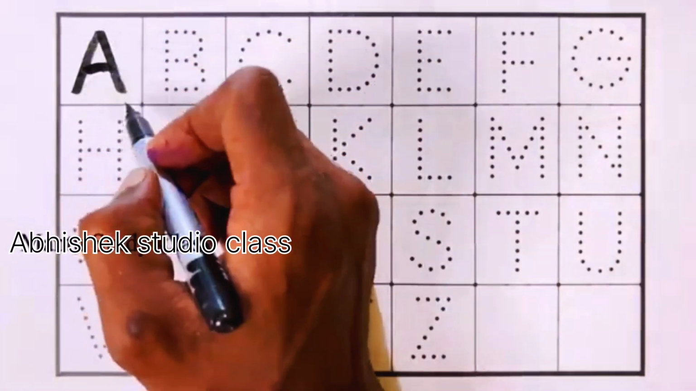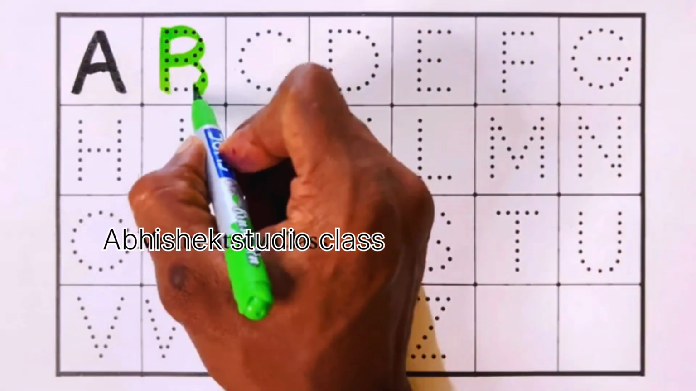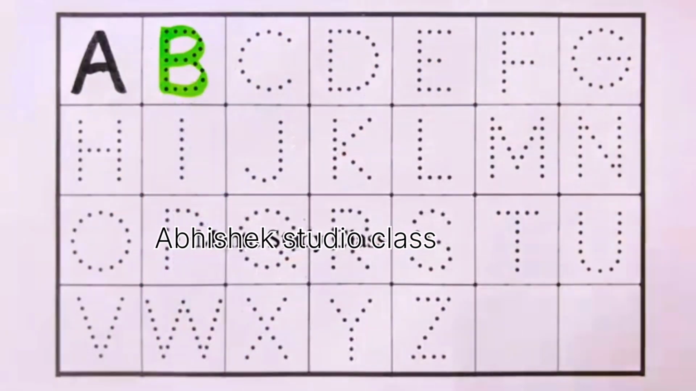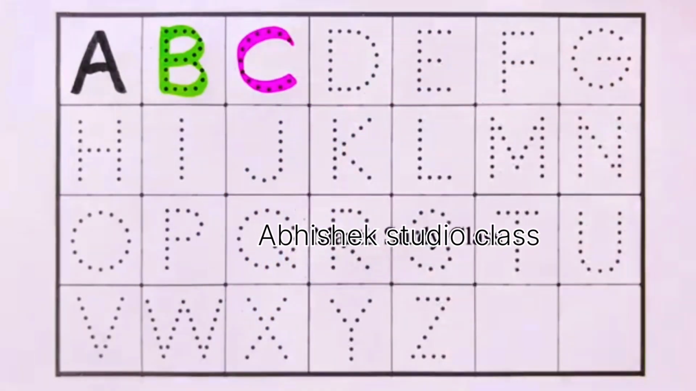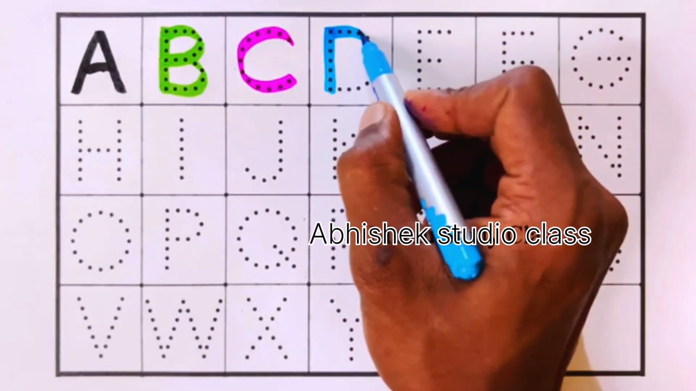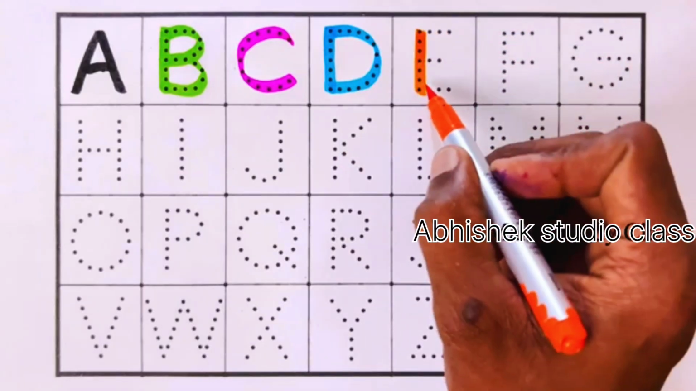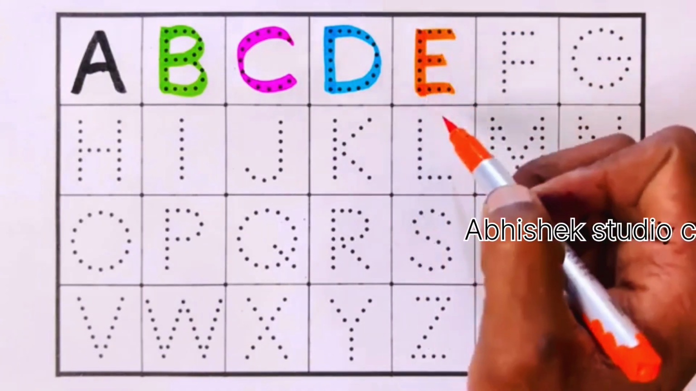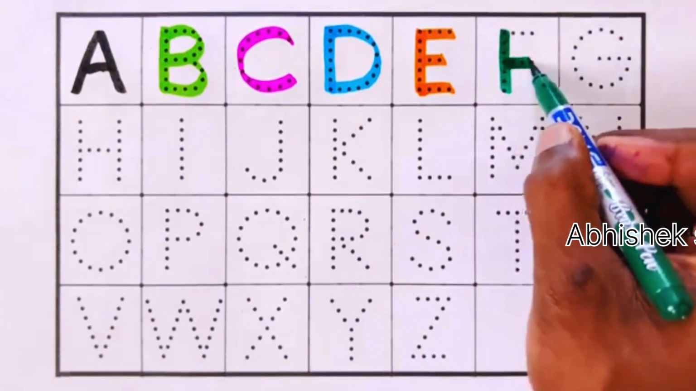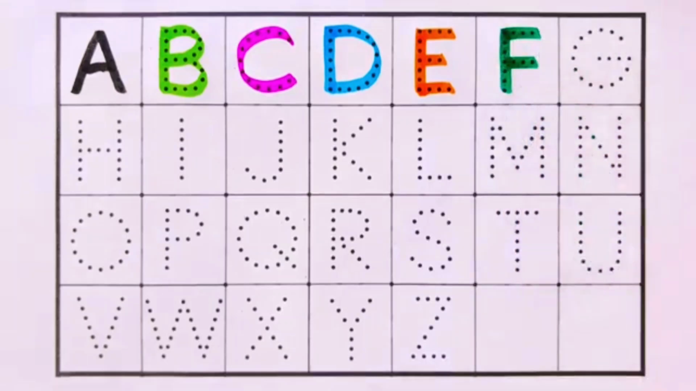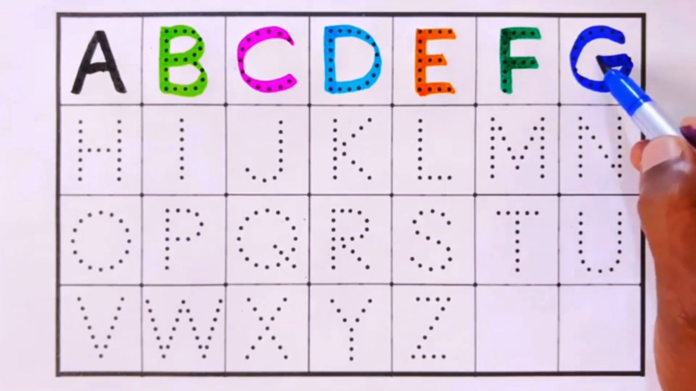ए फॉर एप्पल, बी फॉर बनाना, सी फॉर कैट, डी फॉर डॉग, E for elephant, F for fox, G for grapes.